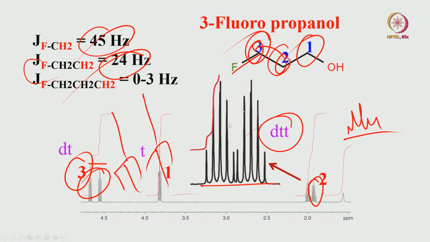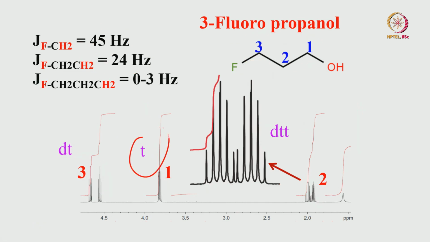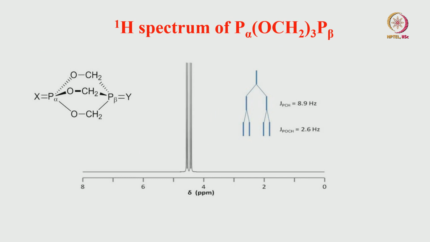Then obviously the leftover is proton 1. What is proton 1? This proton 1 does not experience a fluorine coupling, or it is very small, it experiences only coupling with the CH2 and is a triplet. Very easily you can interpret this one and get the proton fluorine couplings in this molecule.